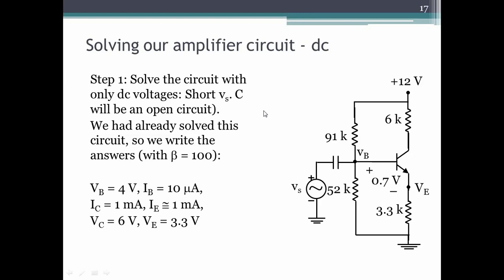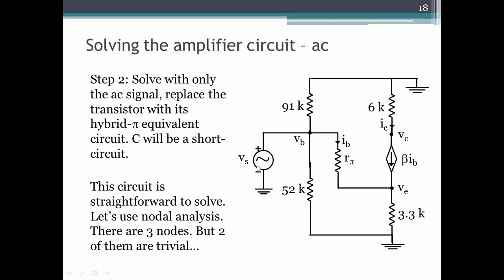For step 2, what we say is we'll remove the DC voltage. So we'll short this. So this node will become ground. And we'll replace the transistor with its small signal equivalent circuit. So this is what the circuit would look like. Vs, this is 0, and the transistor is replaced by the hybrid pi equivalent circuit. So R pi between the base and emitter, a dependent current source, beta IB, where IB is this current. And now we need to solve this circuit.